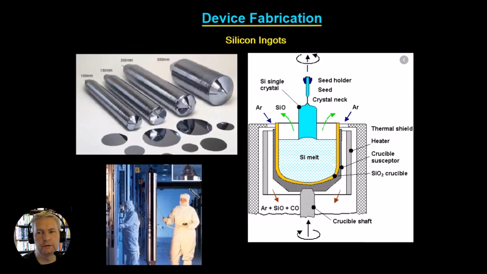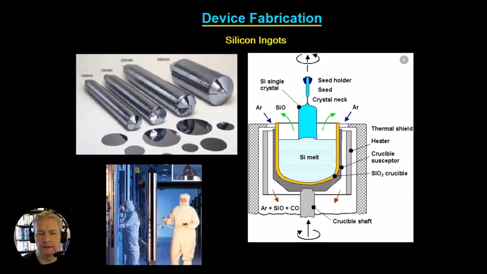In this video we're going to look and see how we fabricate our devices on silicon. We start off with a silicon ingot, and these range from 3 inches diameter all the way up to 12 inches in diameter. Once we've produced the ingot, we slice it into little discs, and these are the silicon wafers that you've possibly seen before.